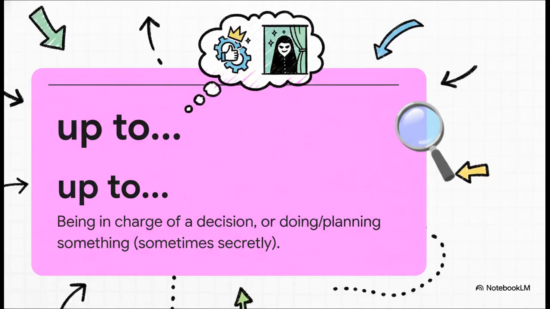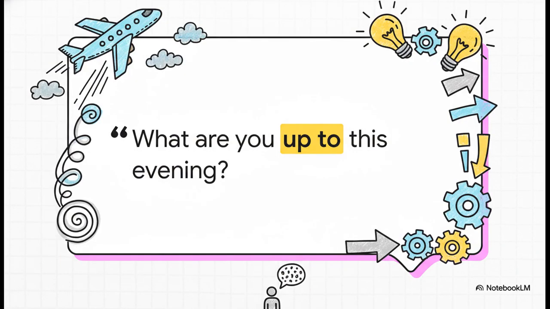The phrase up to completely shifts the meaning away from physical direction and into the abstract. All of a sudden, it's about being in charge of something or, maybe planning something a little mischievous. I mean, when you ask someone, what are you up to, you're not asking about their altitude, are you? You're asking about their plans, their actions. The word has already left the ground and is floating around in the world of ideas and intentions.